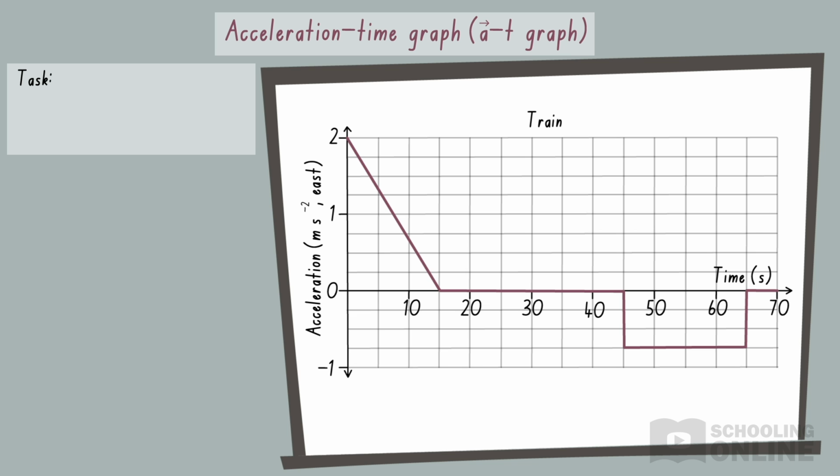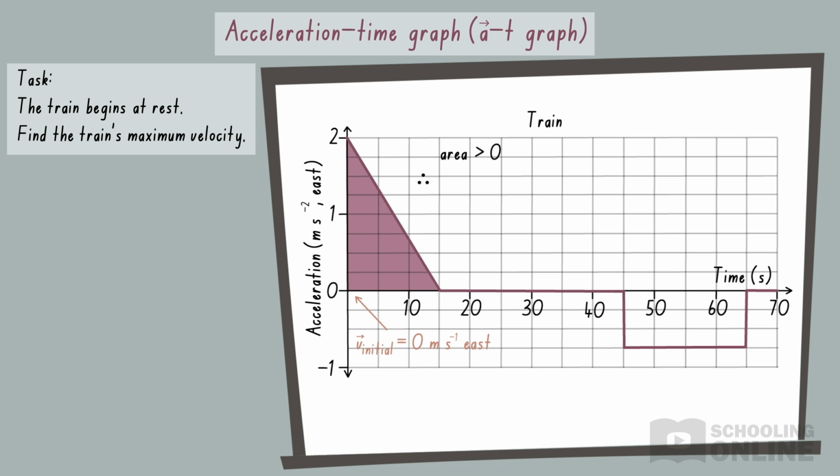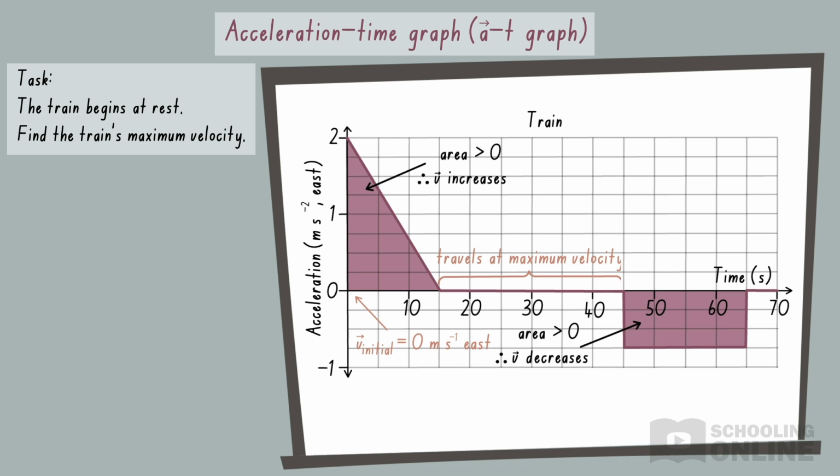This time, let's use the fact that the train starts at rest to find its maximum velocity. Remember, regions above the horizontal axis have positive areas and represent an increase in velocity, while regions below the axis correspond to a decrease in velocity. Therefore, the train will travel at its maximum velocity between 15 and 45 seconds.